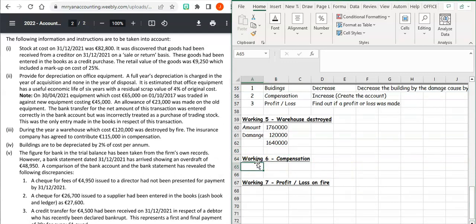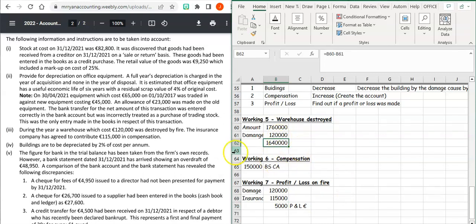Your compensation, then we're just going to create a compensation and how much we received. So we received 115,000. That's going to go into your balance sheet as a current asset because it's money that's owed to us. And then we're going to find out whether we made a loss or broke even from it. So the damage that it cost is 120,000. We got insurance of 115,000. So that means that we made a loss on this accident of 5,000. That goes into your profit and loss underneath your expenses.